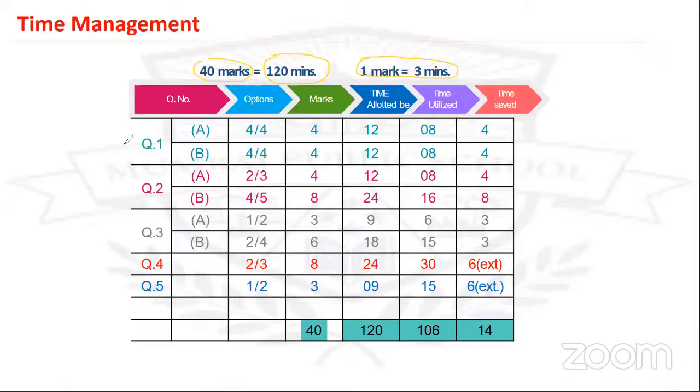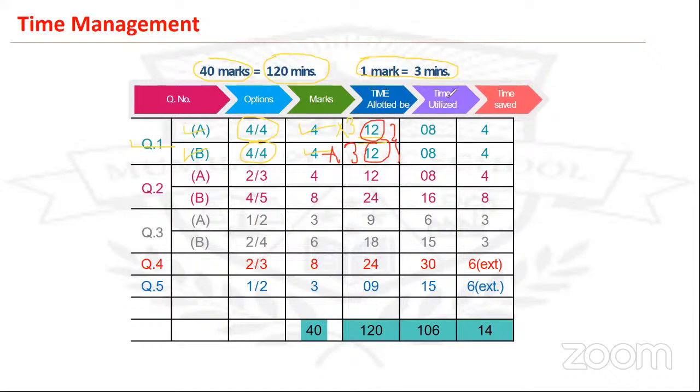Now check question 1. There are 2 parts, section A, section B. Here there are 4 questions. You have to solve 4 compulsory questions. No options will be given to you. Marks which are there are 4 marks. So for 1 mark, I've told you 3 minutes. So 4 into 3, that is 12. This also 4 into 3, 12. So you've got 12 minutes.